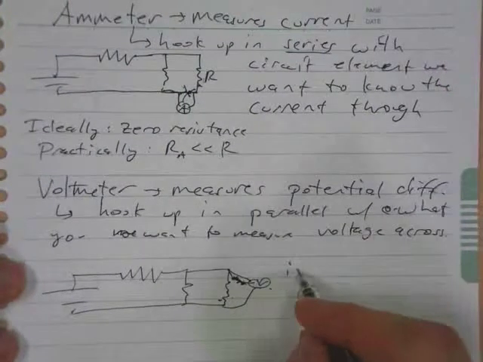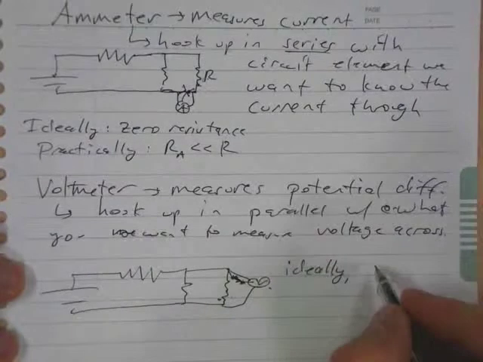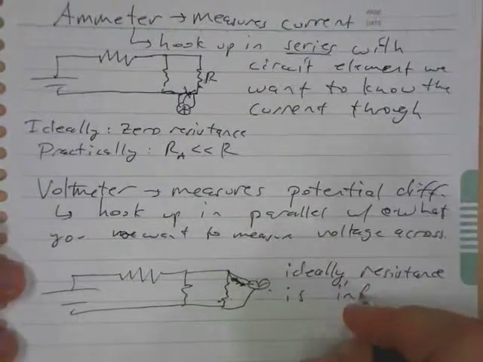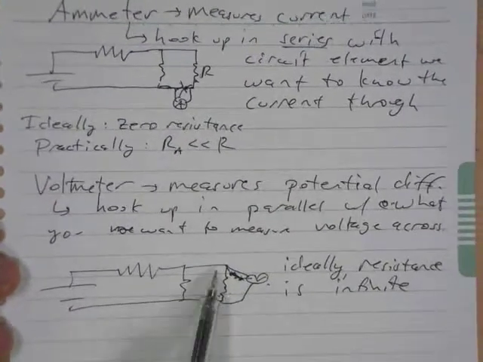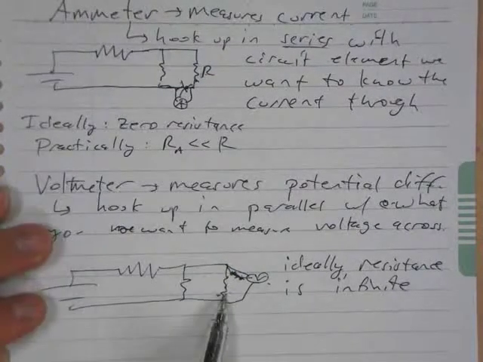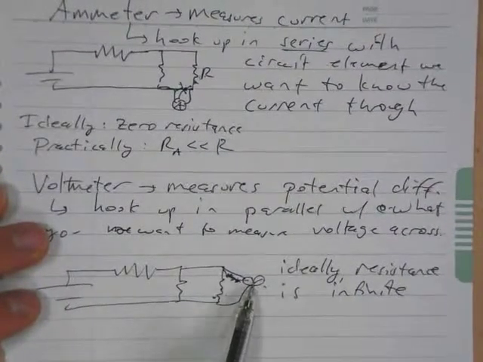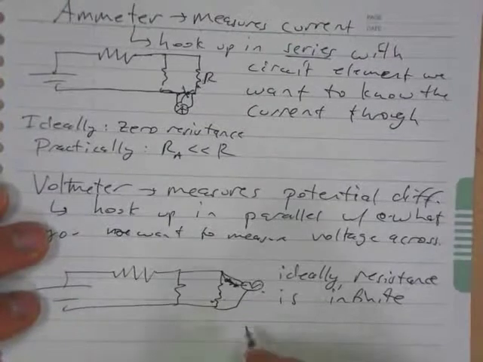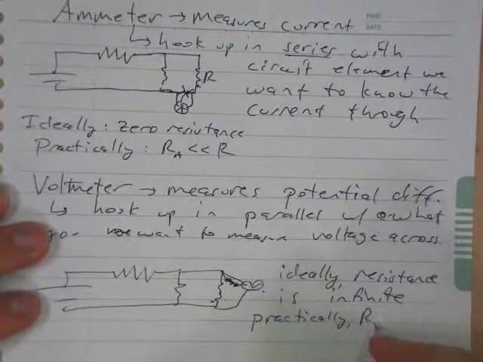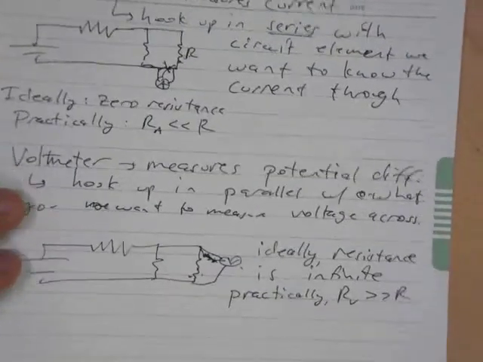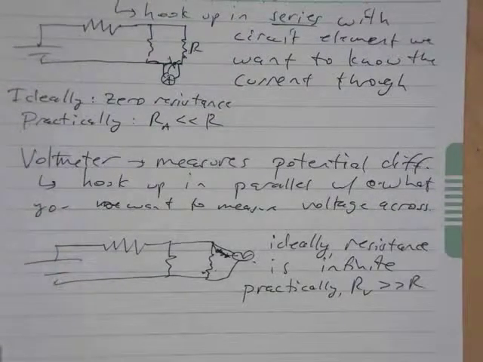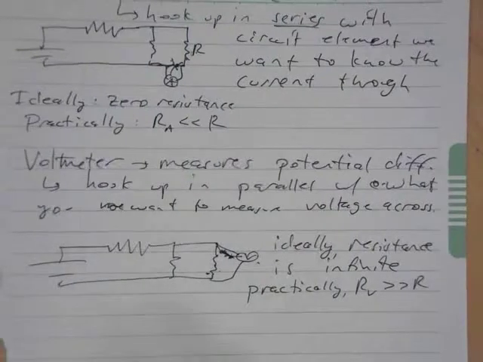So ideally, the resistance of a voltmeter is infinite, because if a different amount of current flows through this resistor, then it'll have a different voltage drop across it. And if there's infinite resistance through this voltmeter, then no current could flow through it. And just like with the ammeter, of course, you can't have infinite resistance. Practically, as long as the resistance of the voltmeter is much, much greater than the resistance in the circuit, then you're good to go. So voltmeters are typically made with high resistance, and ammeters are typically made with low resistance.